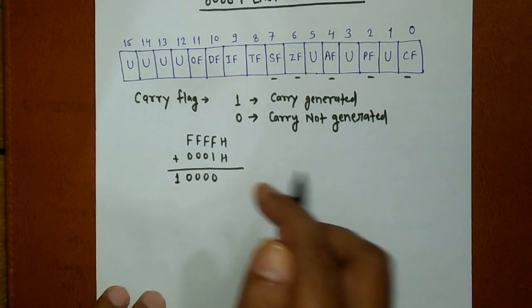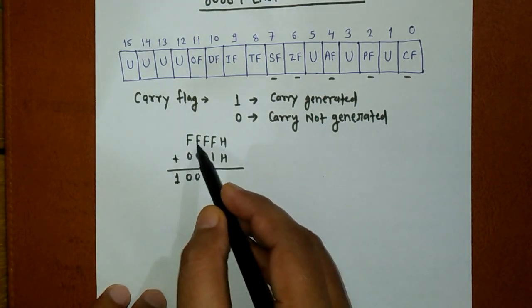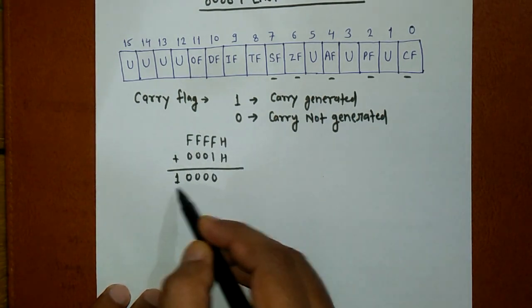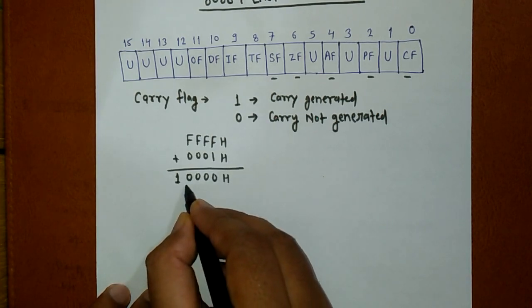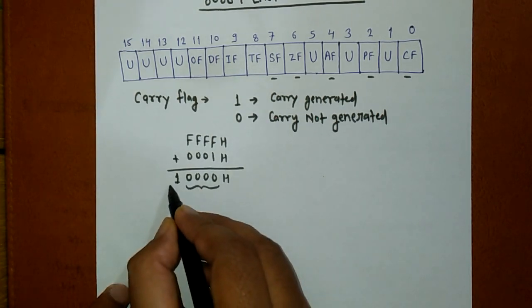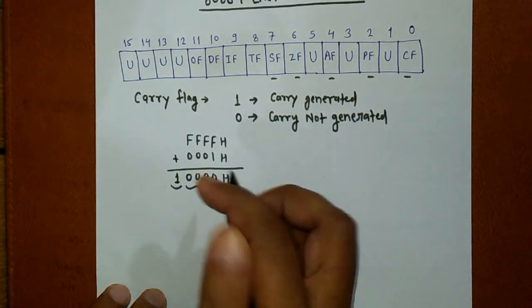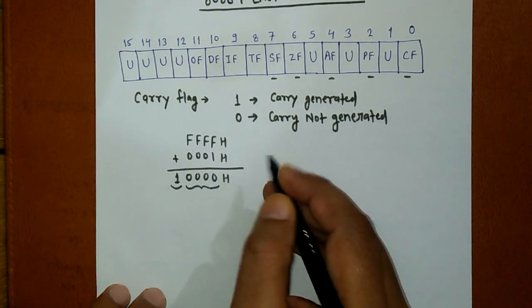For example, in the 8086 microprocessor, if we add FFFFH plus 0001H, then this operation will result in 10000H. So 0000H will be present in the accumulator, and this carry 1 will be reflected in the carry flag. So in this case, after the addition of these two numbers, the status of the carry flag will be 1.